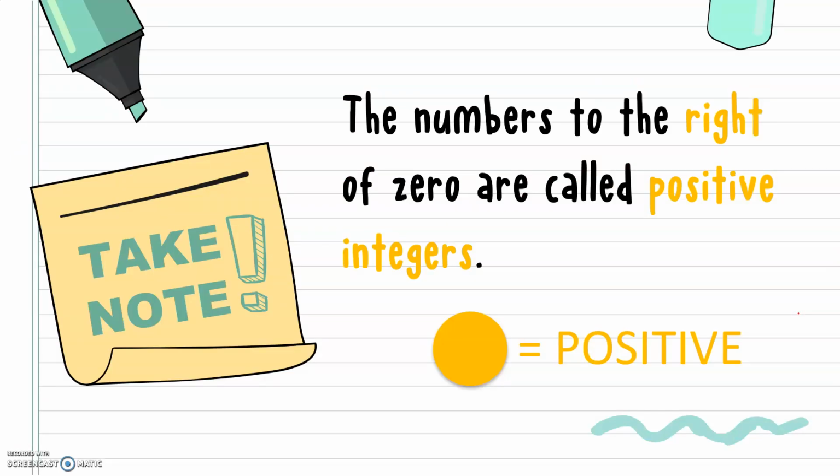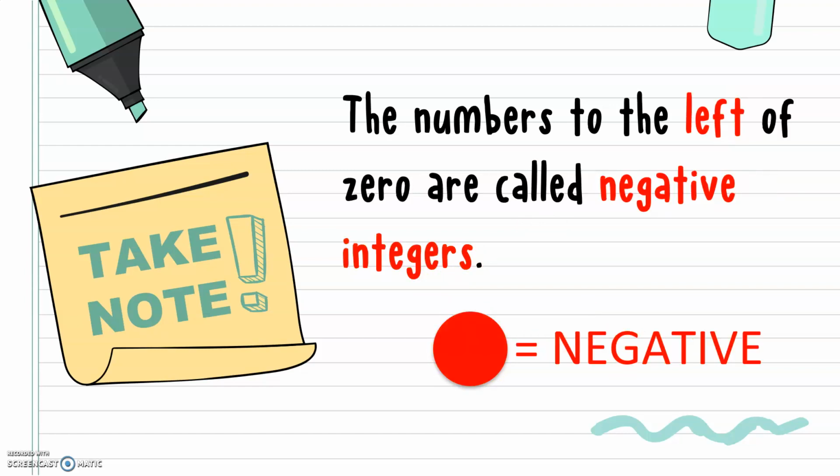Again, the numbers to the right of 0 are called positive integers. In our next lessons, we'll be using this yellow circle to represent the positive integers. On the other hand, the numbers to the left of 0 are called negative integers. These are the opposites of the positive integers. And we'll be using a red circle to represent negative integers.